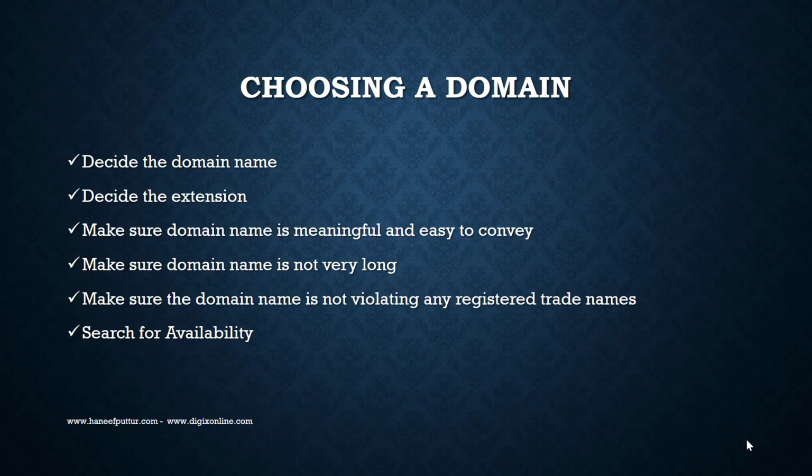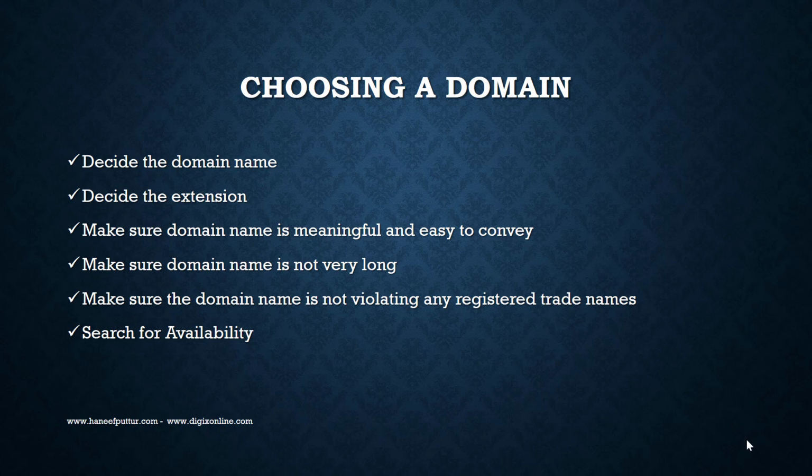Now let's discuss how to choose a domain. First, you decide on a domain name, what exactly is required for you, your business name or your hobby or your name. Then secondly, you decide the extension, which TLD you want to go for. You want to go for commercial or .com, .net, .org or .ae, .india, .in. So first you decide the extension.